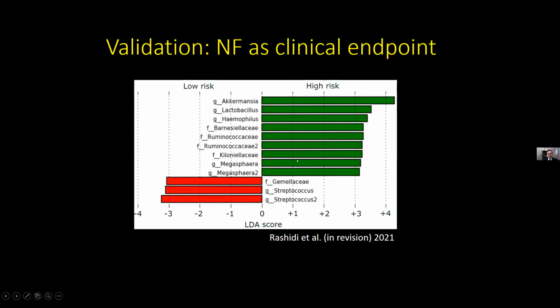We validated this in the rest of our patients. Everything I showed was about the first 20 patients. And if you do this bioinformatic analysis called LEfSe and look at gut stool samples that were collected shortly before a neutropenic fever, and you call those samples high risk versus other samples that are low risk, you can see Akkermansia is the top genus that characterizes high risk samples.